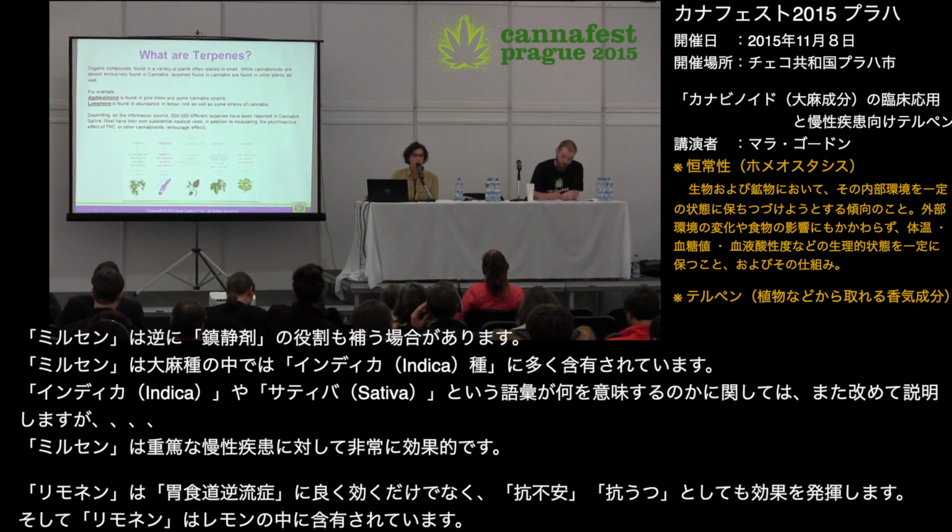You find it more in your indica-type strains, and I'll go into a little more about what those terms even mean in a minute. But myrcene is very, very helpful, especially when you're dealing with very, very serious chronic diseases. Then limonene, as I said, it's great for acid reflux. It's good as an anti-anxiety and antidepressant, and it's found in lemons.